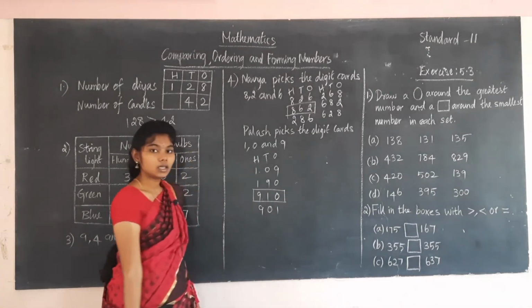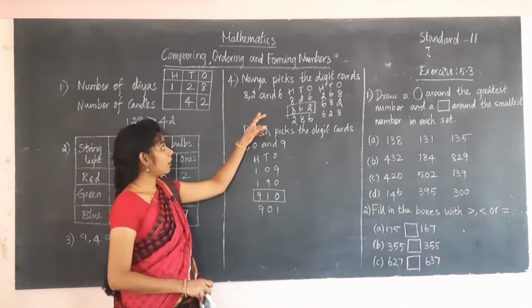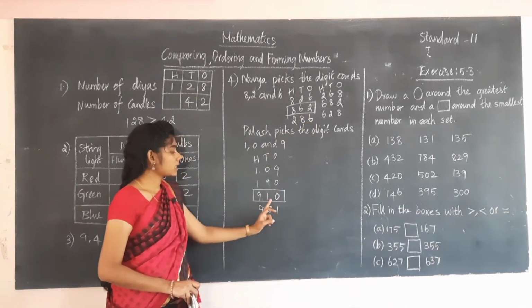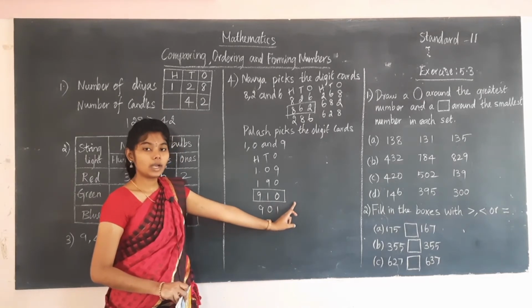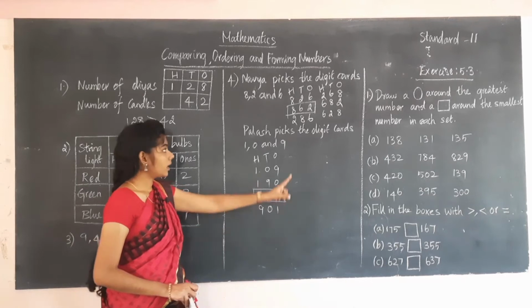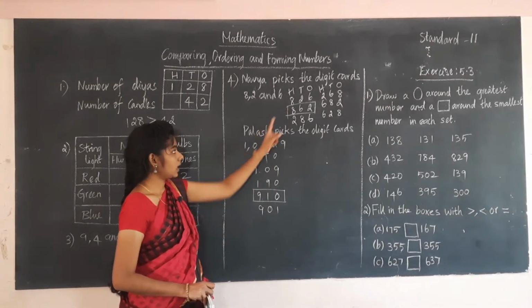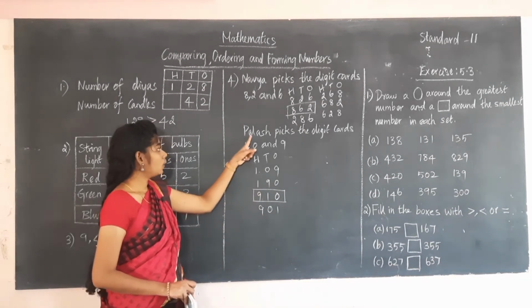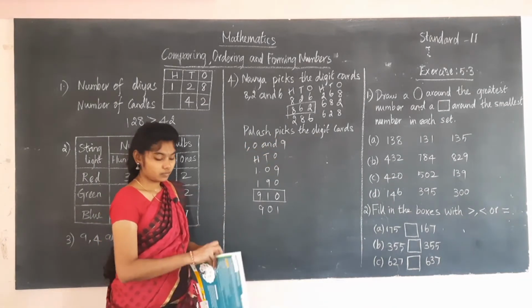So who wins the game? That they have picked the cards. So here the number is 862 and here the number is 910. So which one is the greatest number? 910 is the greatest number. How have we found it? We checked the hundreds place. Here it is 8, here it is 9. So which one is greater? 9 is greater. So Plush wins the game.